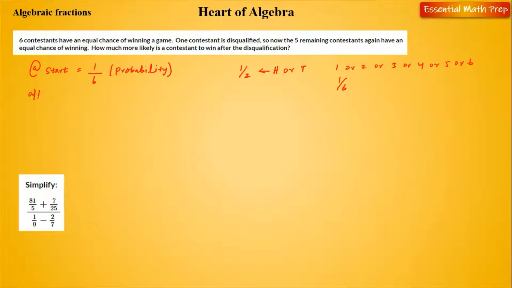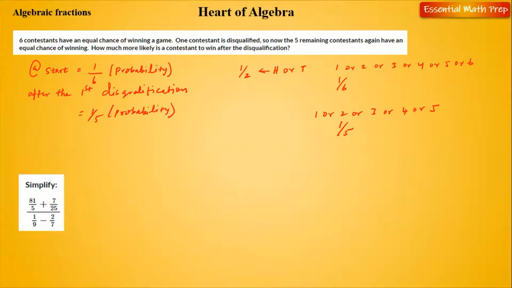After the first disqualification, that means now we only have 5 candidates, 1 or 2 or 3 or 4 or 5. Well, how is that any different than here? The only difference is it doesn't have the 6 candidates. So what's the probability of one of the 5 candidates winning? That's 1 over 5. So that will be 1 over 5 probability, right?